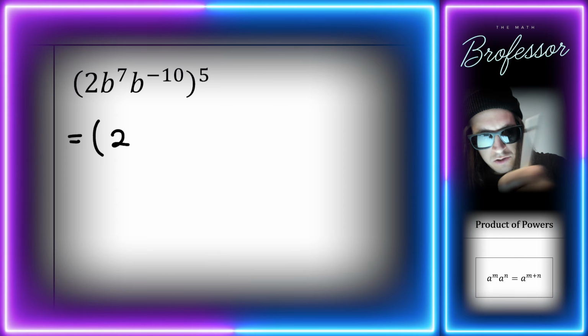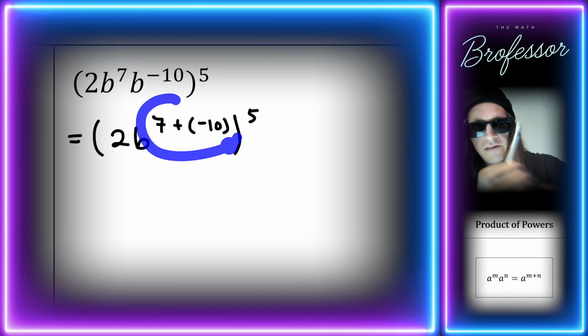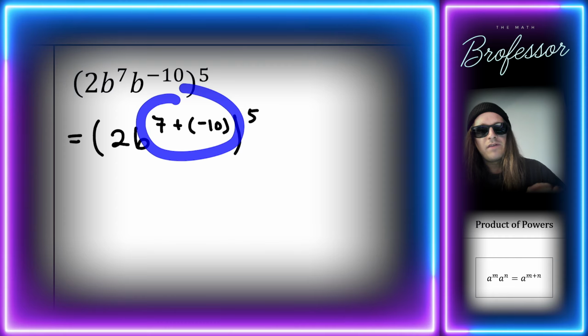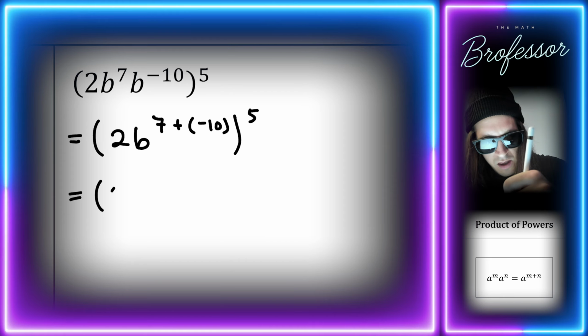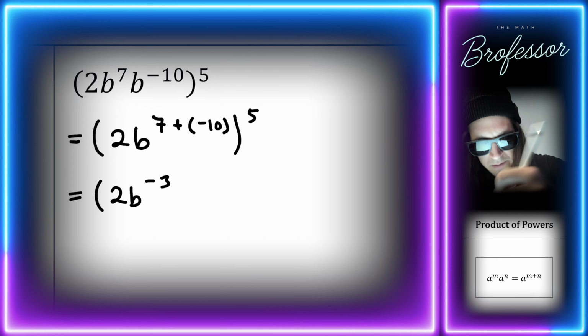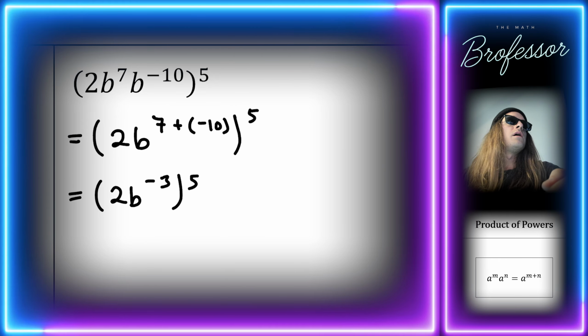So this would be 2b to the 7 plus negative 10, technically. Now, 7 plus negative 10, that means 7 minus 10. What is 7 minus 10? 7 minus 10 is negative 3. All right. Now let's distribute.